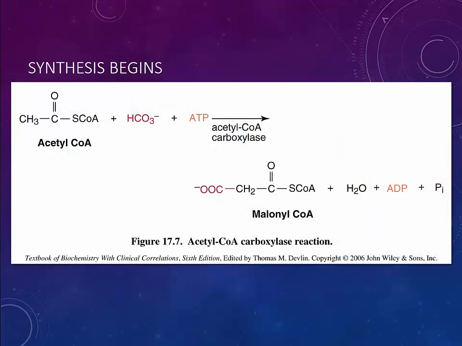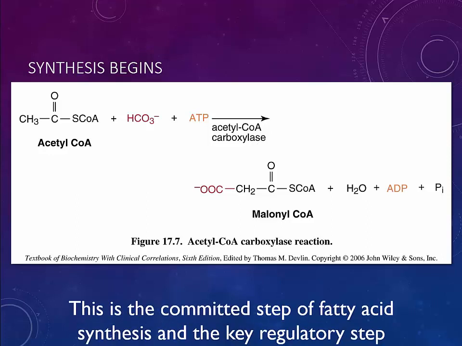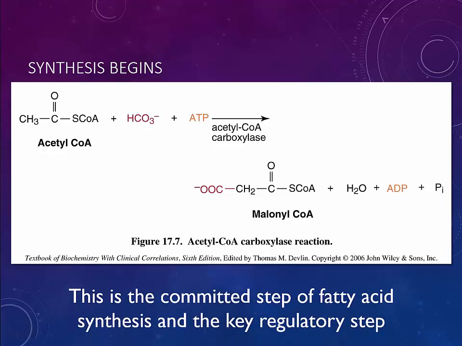Now that we have materials and reducing equivalents, we're ready to begin synthesis. The step shown here is the first and key regulatory step of the pathway. The rate of this reaction controls the rate of the entire synthesis. Acetyl-CoA combines with carbonate and ATP using the enzyme acetyl-CoA carboxylase to make malonyl-CoA. Notice that malonyl-CoA is the same thing, just with the carboxylate group added.